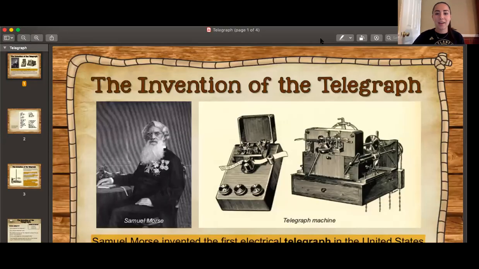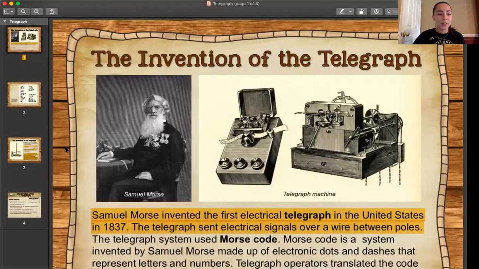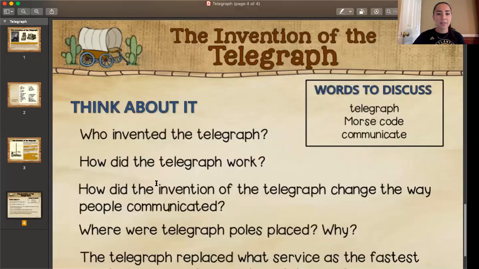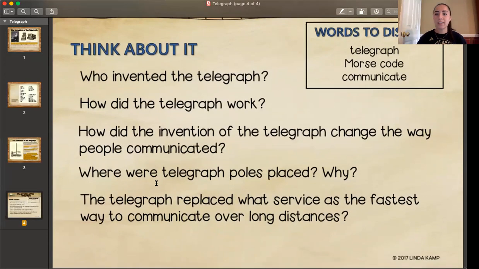So I'm going to share my screen with you and we'll read a little bit about what the telegraph was and who invented it. Okay. As always, we are going to go to the very end of the PowerPoint and read our think about it question so that we know what we are trying to figure out and what we'll need to write about in our journals once we finish.